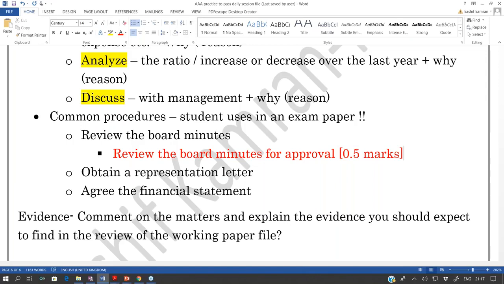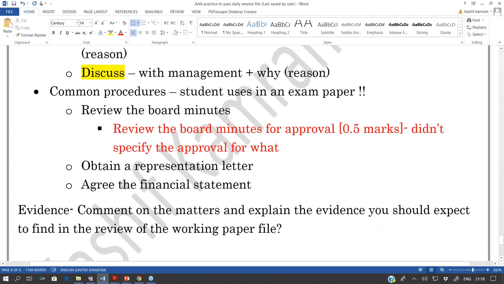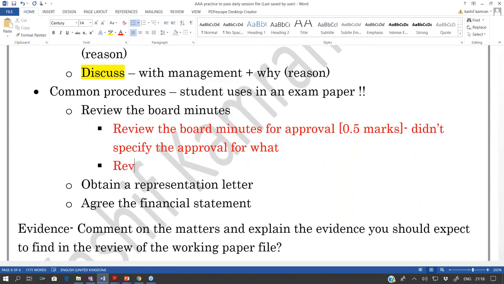Is it a vague procedure? So review the board minutes for the approval of something, right? Is that something missing from here? And I come happily out of the exam hall saying I got 1 mark for this procedure. No, you didn't get 1 mark for this procedure because you just wrote review the board minutes for approval, but you didn't specify the approval for what. So you lost your mark. Then second, you write in the exam paper, review the board minutes for acquisition.